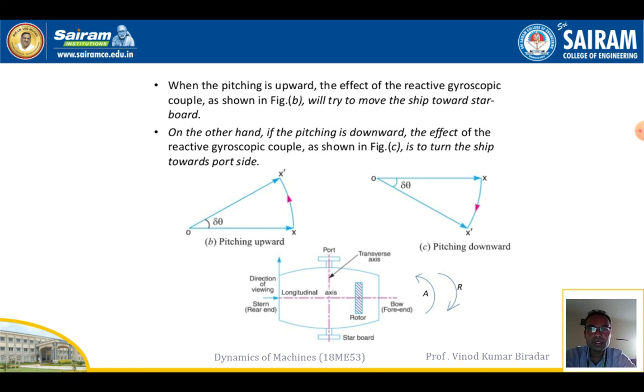When the pitching is upward, the effect of the reactive gyroscopic couple will try to move the ship towards the starboard. This is very important. When the ship is pitching upward, the reactive gyroscopic couple tries to move the ship towards the starboard, which means the right-hand side. On the other hand, if the pitching is downward, the effect of the reactive gyroscopic couple tends to shift the ship towards the port side. This we have to write in the examination. Pitching upward means towards the starboard, pitching downward means towards the port. You have to remember these two.